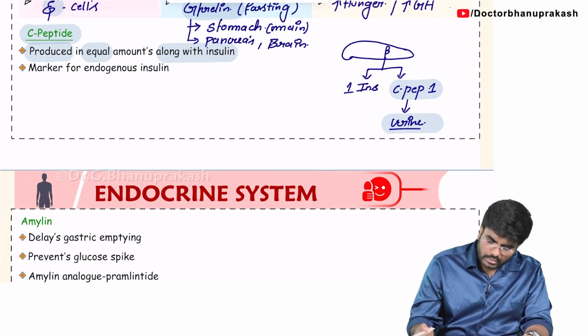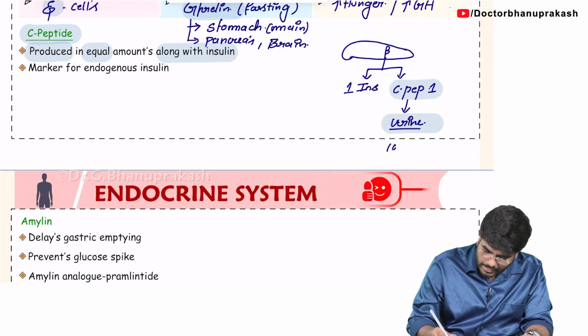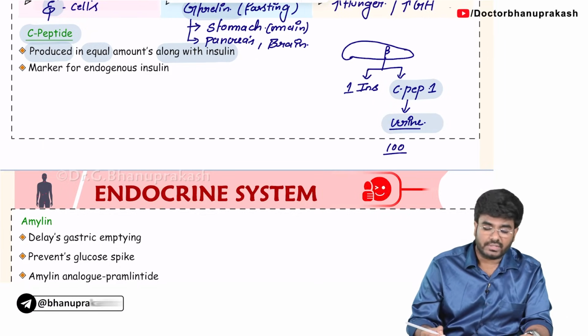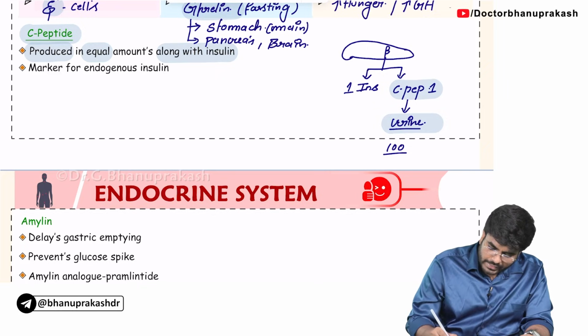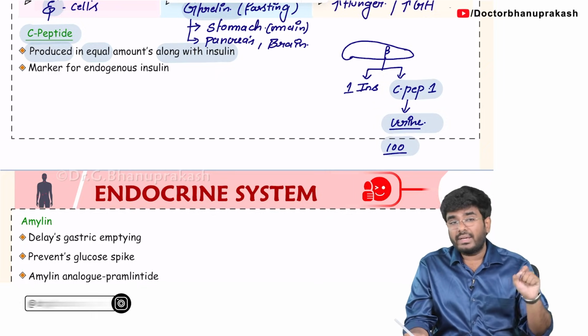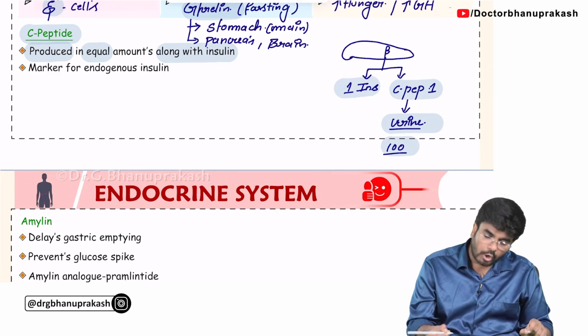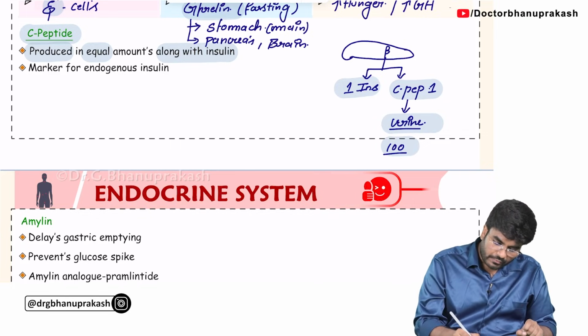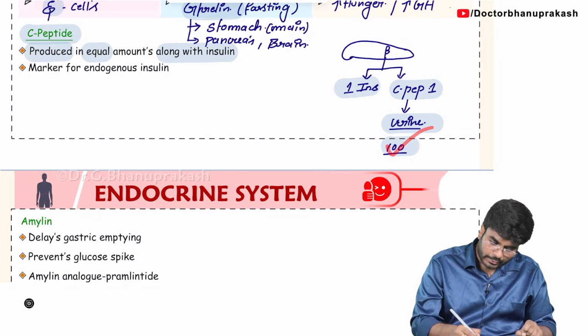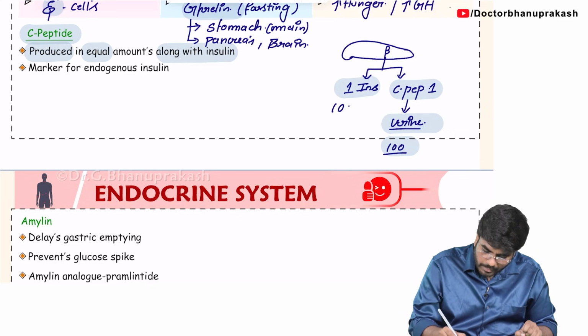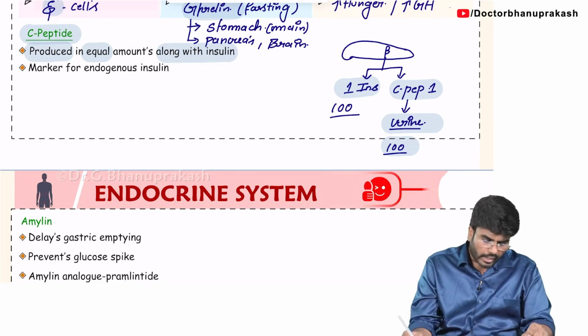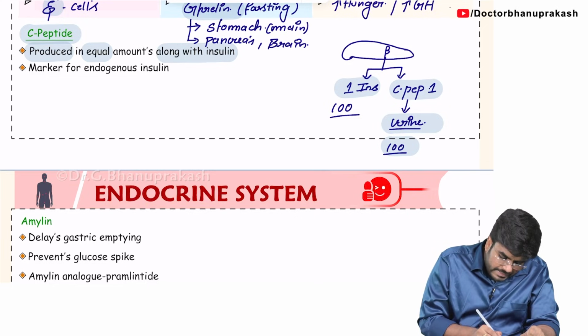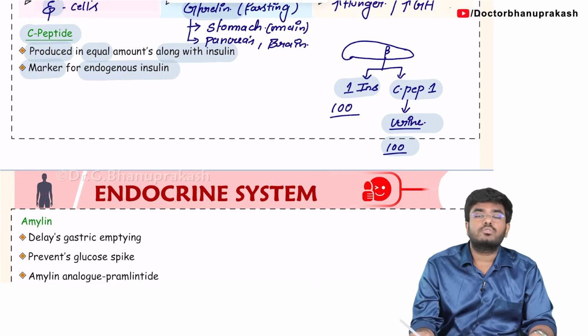So, now let's say today in the urine, I am seeing 100 molecules of C-peptide. Now, by looking at the urinary C-peptide values, can I estimate how much insulin is produced in the body? Yeah, if 100 molecules of C-peptide are there in the urine, it means 100 molecules of insulin should have been produced. So what I am trying to say is, C-peptide is a marker of endogenous insulin production.